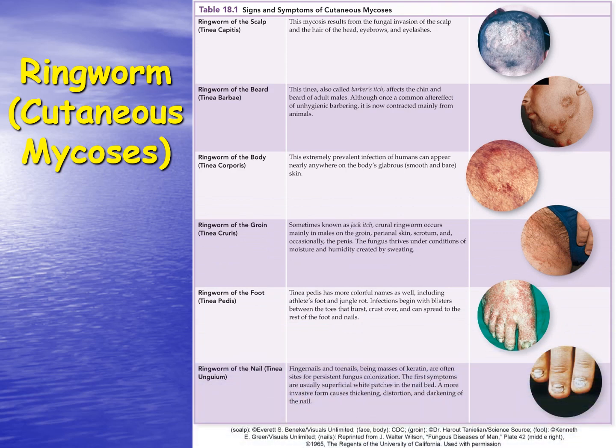Now, ringworm is cutaneous mycosis. These are fungal infections, and the ones that affect the skin, hair, and nails we oftentimes refer to as dermatophytes, or another name that's used oftentimes is the tinea infections. If the ringworm is found on the scalp, it is known as tinea capitis. If it's found in the coarse hair of the beard, it's known as tinea barbae.